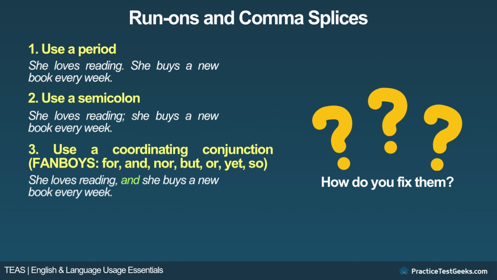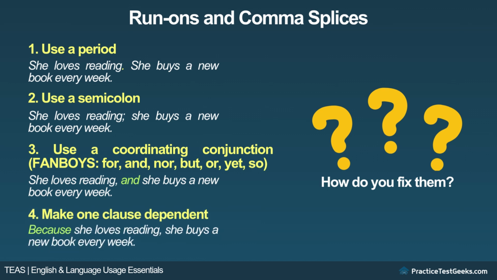Use a coordinating conjunction. Fanboys, for, and, nor, but, or yet, so. Add a comma, followed by a fanboys word to join the ideas smoothly. Make 1 clause dependent. Turn one of the sentences into a dependent clause using words like because, although, or since to show a relationship between the ideas.